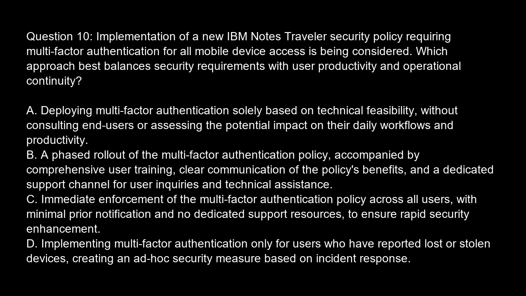Option B. A phased rollout of the multi-factor authentication policy, accompanied by comprehensive user training, clear communication of the policy's benefits, and a dedicated support channel for user inquiries and technical assistance. Option C. Immediate enforcement of the multi-factor authentication policy across all users, with minimal prior notification and no dedicated support resources to ensure rapid security enhancement. Option D. Implementing multi-factor authentication only for users who have reported lost or stolen devices, creating an ad hoc security measure based on incident response.